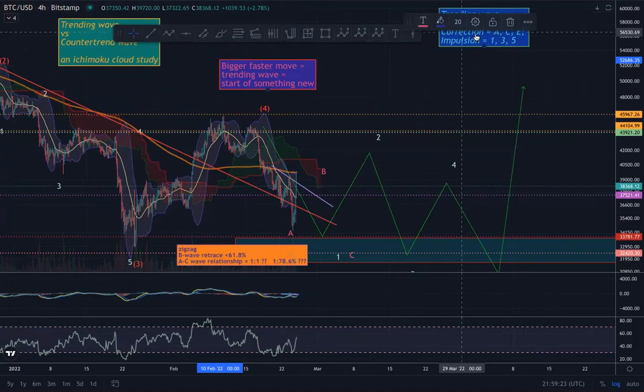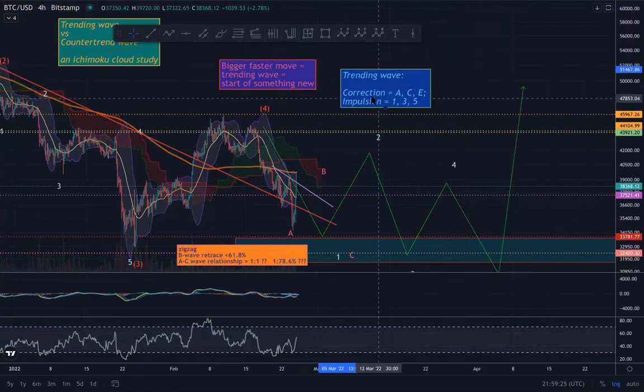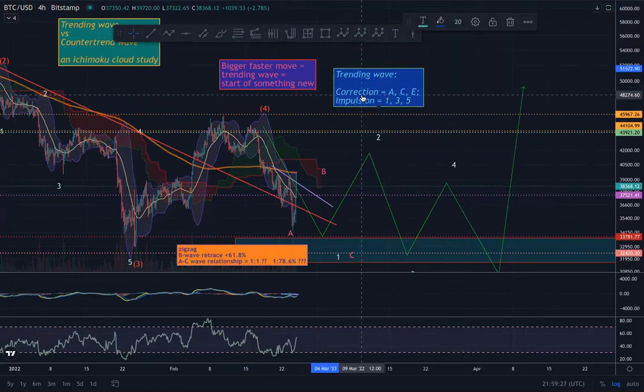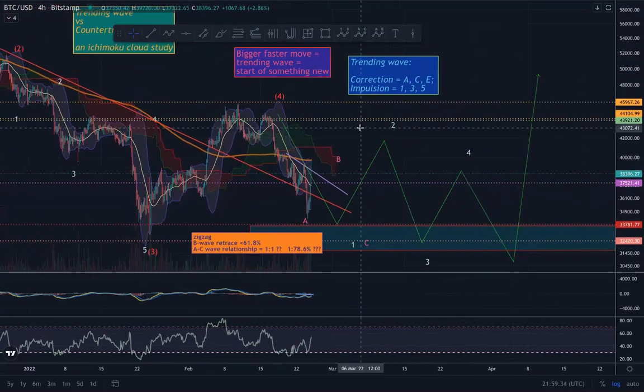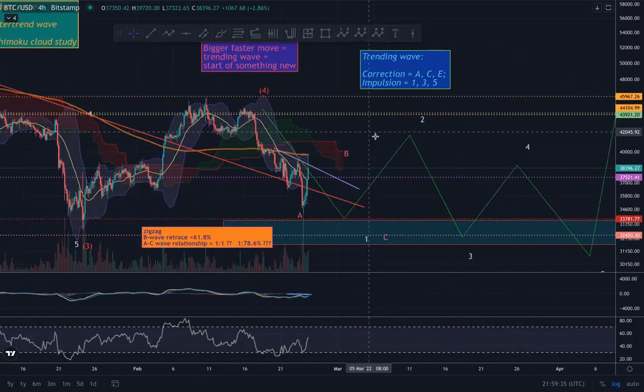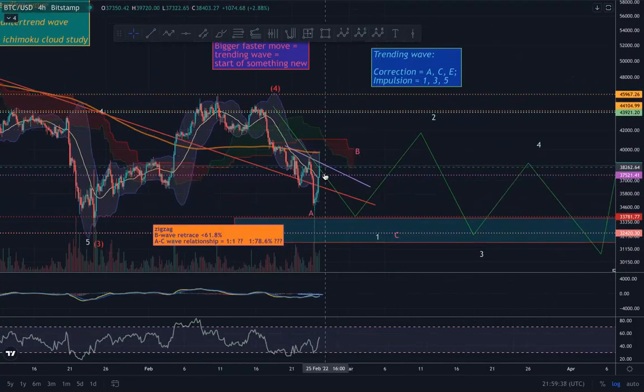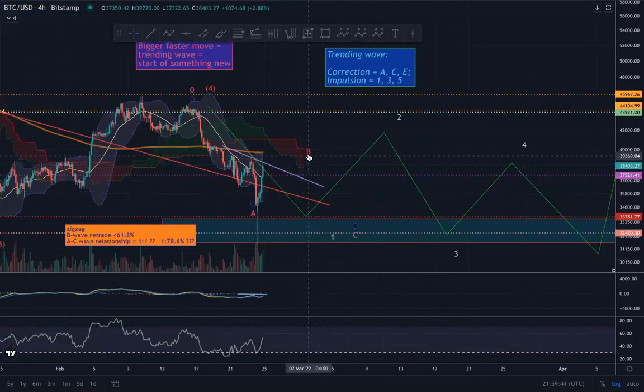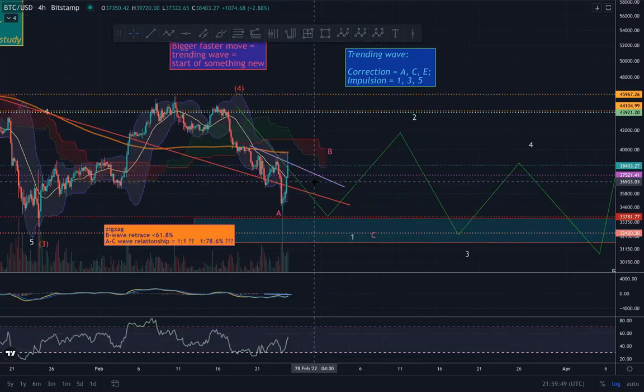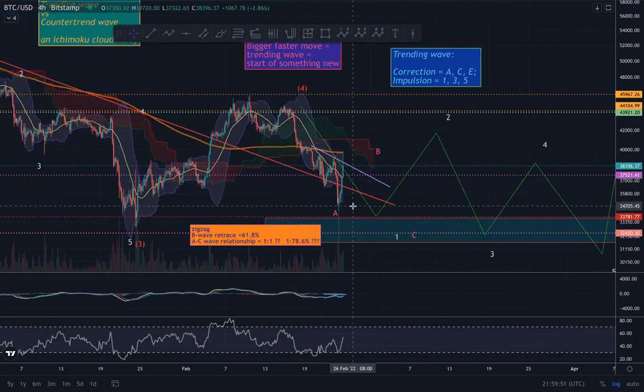Yeah, the next thing is the idea that the trending wave in a correction is going to be the A, the C, or the E. And in the impulse, it's going to be a 1, 3, and a 5. So in that sense, this move here is either going to be a 1, 3, 5, or it's going to be part of a correction and it's going to be an A, C, or E. So that's why I'm saying it might be the beginning of a B and it's an A wave. Having said that, I think that's all I really want to say.